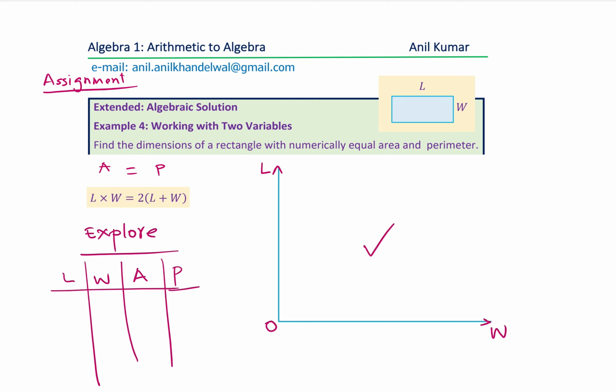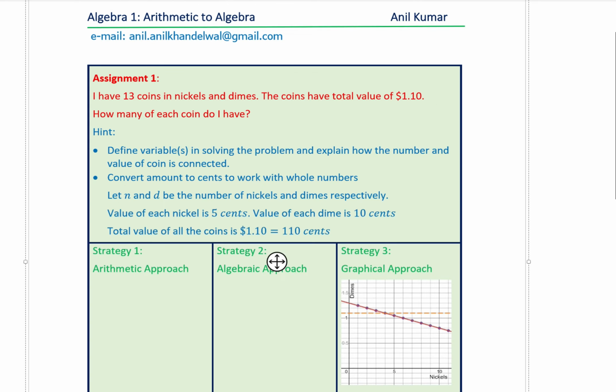Perfect. Now let's get back to the earlier assignment. I hope you have done this assignment. In the earlier lesson, the assignment given to you was: I have 13 coins in nickels and dimes. The coins have a total value of $1.10. How many of each coin do I have? Do we have the answers?